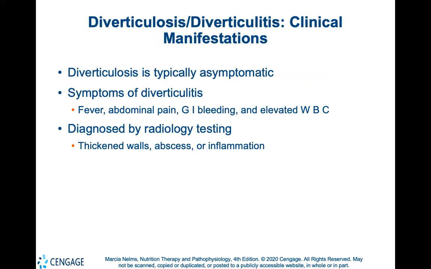Diverticulosis is typically asymptomatic. The symptoms of diverticulitis include fever, abdominal pain, GI bleeding, and elevated white blood cells. This is diagnosed with radiology testing. You'll see thickening walls, abscess, or inflammation.